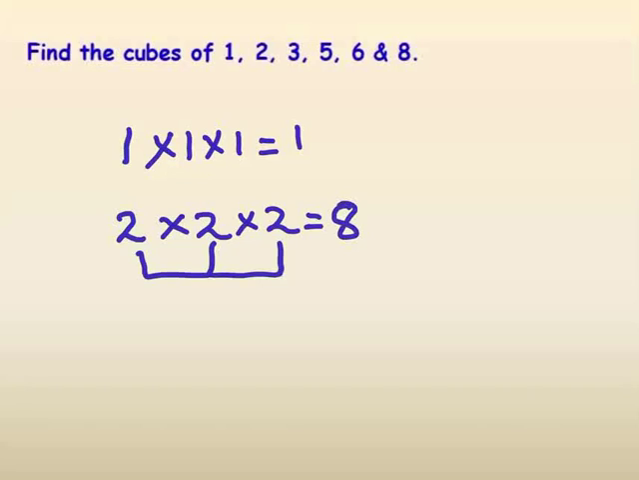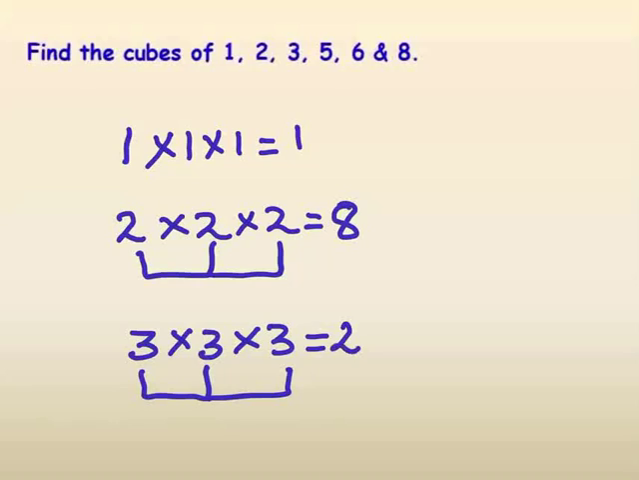is 8. Cube of 3 is 3 times 3 times 3, which is equal to 3 times 3 is 9. 9 times 3 is 27.